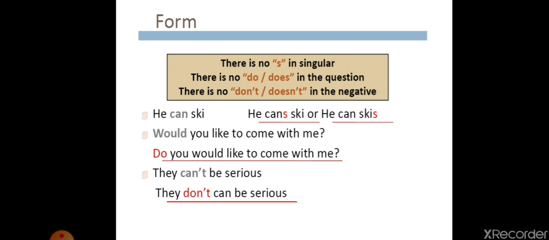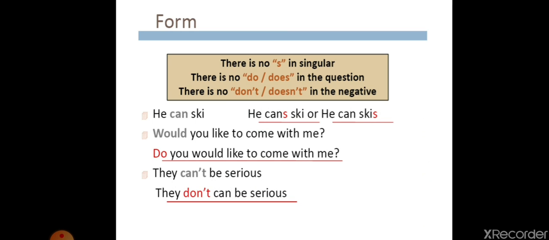Now let us see the form. Modals are generally called defective verbs. Why? Because there is no s in the singular, there is no do or does in the question, and there is no don't or doesn't in the negatives. For example, we can say he can ski. Though he is singular, ski remains the same. That is, ski remains in V1, the first form of the verb. And if we write he can skis or he cans ski, then both are wrong.